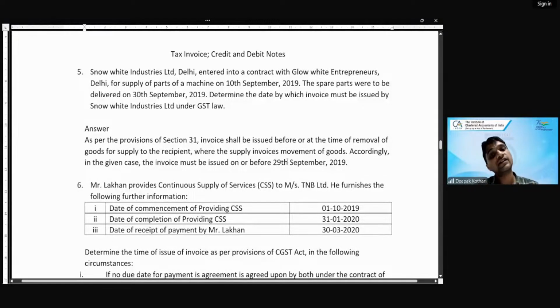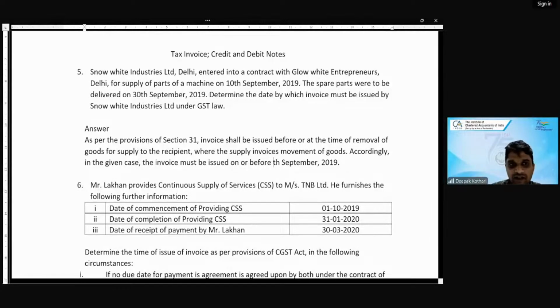So they entered into a contract for machine on 10th. That is not relevant, definitely. The spare parts were to be delivered on 30th September. So before removal. So technically 30th is the correct answer. 29th is not the correct answer. Before 30th, because 30th is when he is delivering it. And so 30th only will be the date, not 29th. You can't raise an invoice before and sell it the next day.